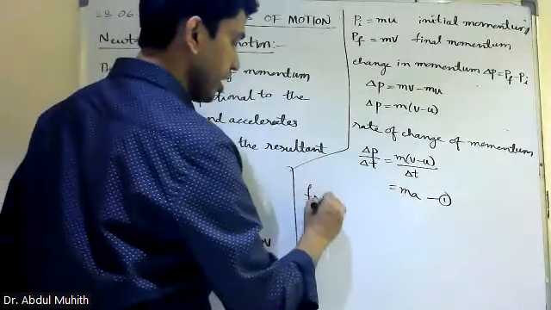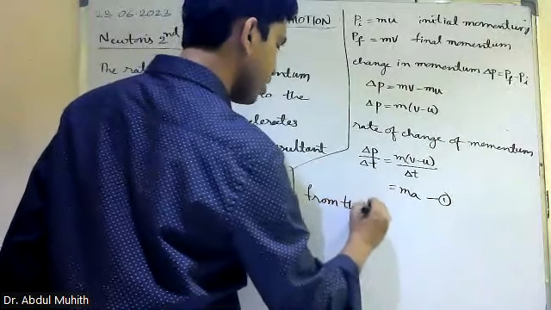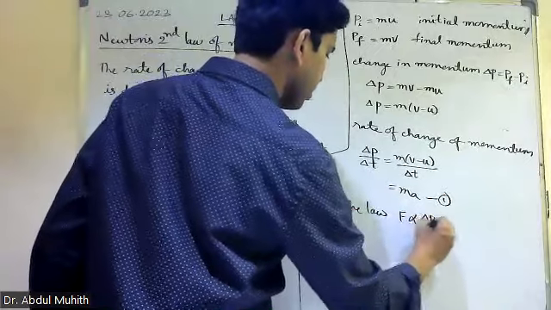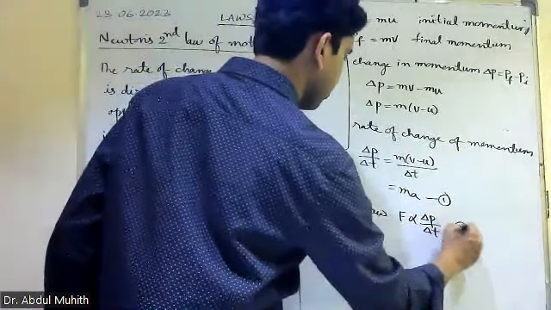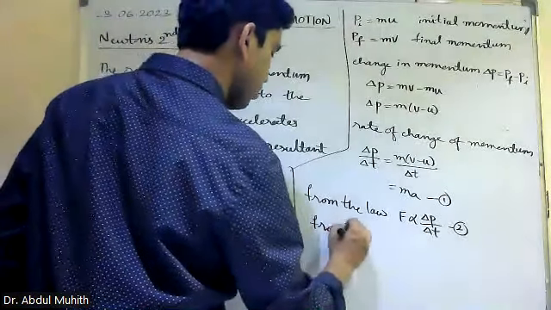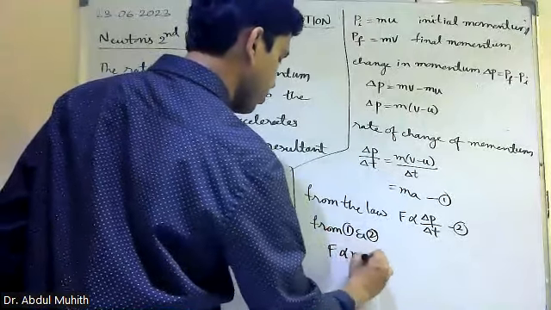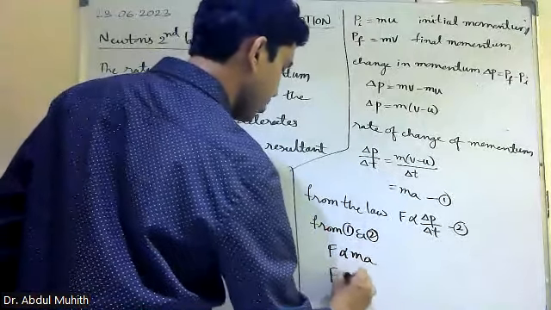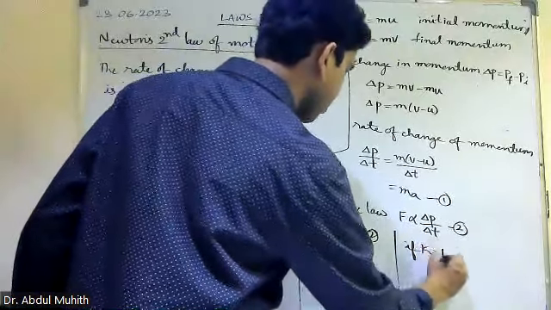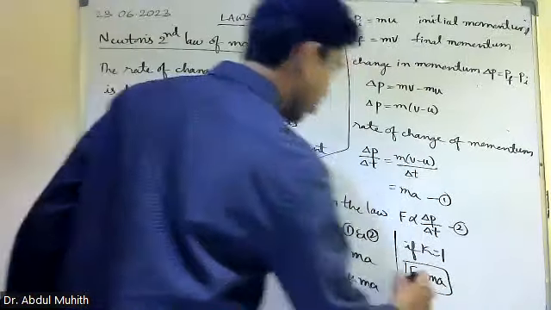But from the statement of the law, F is directly proportional to delta P by delta T. That is equation number 2. So from 1 and 2 we have F is proportional to ma. So F is equal to K m a. If K equal to 1, F is equal to ma. So that is the equation, that is the law.